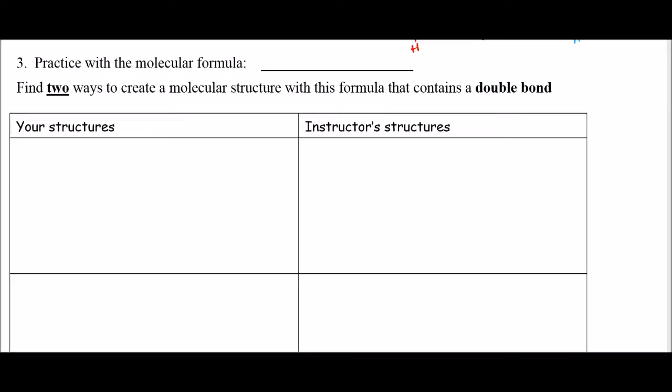Okay, here's number 3, a chance for you to practice. This will be a good choice of atoms. C2, 2 carbons, 4 hydrogens, 1 oxygen. There are a couple of ways to put this together. That's why it says find 2 ways. But you will need a double bond, so make sure that you use the eraser method or the diagonal method to do this.